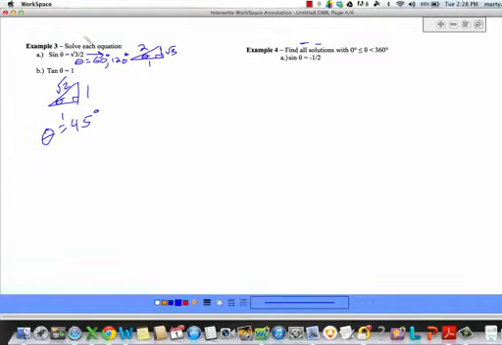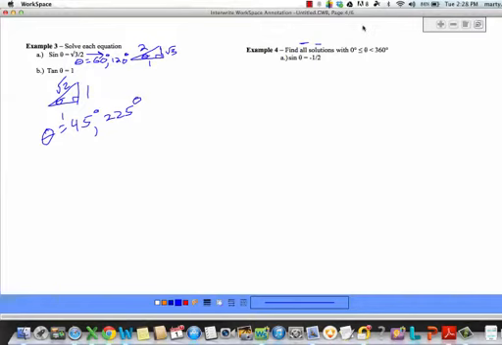Don't forget, where else is the tangent positive? It's positive in quadrant 1 and in quadrant 3. Quadrant 1 and quadrant 3. So 225 also works. For this one, the tangent of 225 is also 1. If you don't believe me, you can check it on your calculator.